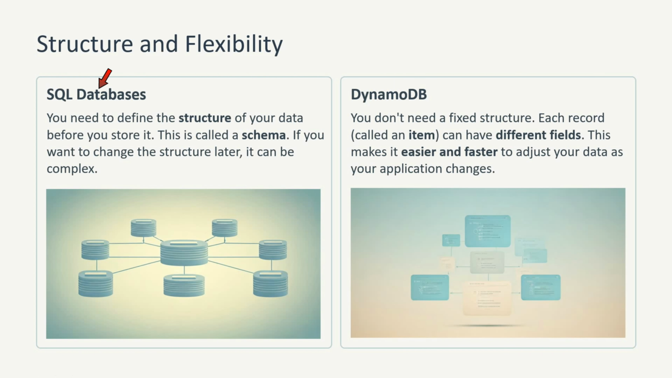In the case of SQL databases, you need to define the structure of your data before you store it. This is called a schema. If you want to change the structure later, it can be complex. In the case of DynamoDB, you don't need a fixed structure. Each record is called an item and each record can have different fields. This makes it easier and faster to adjust your data as your application changes.